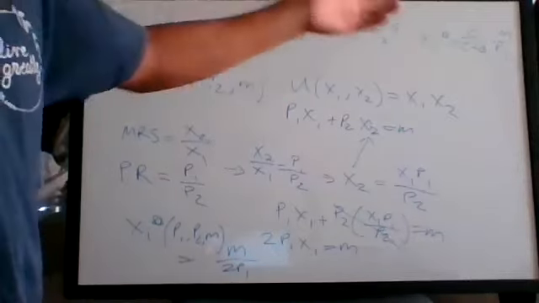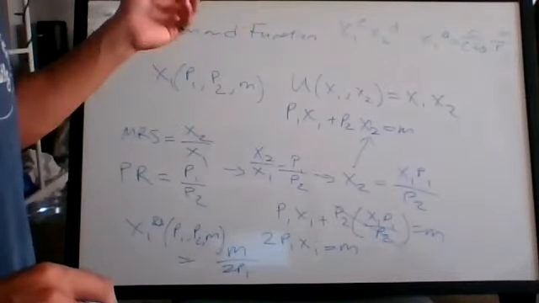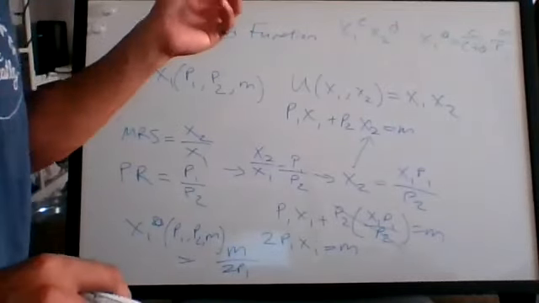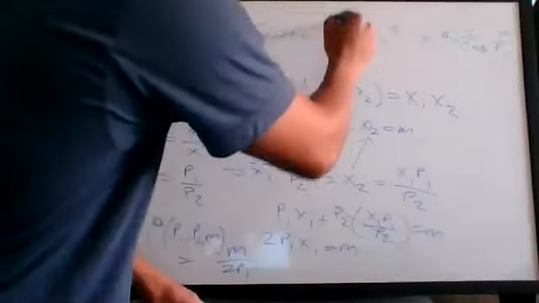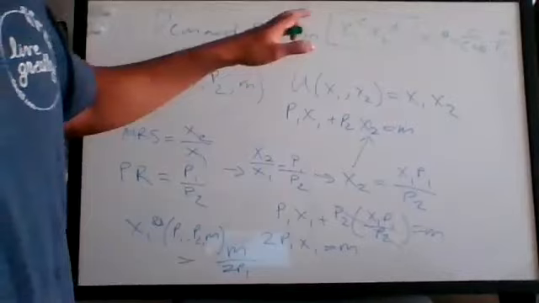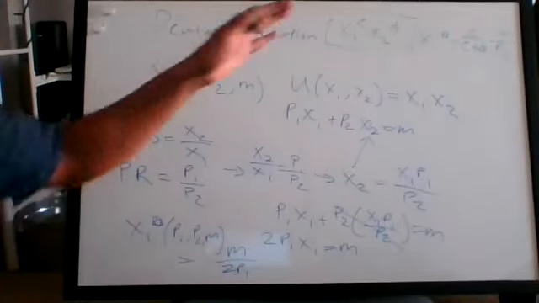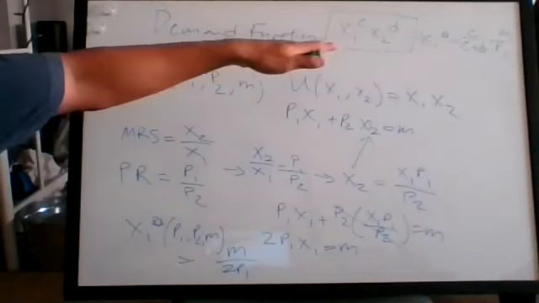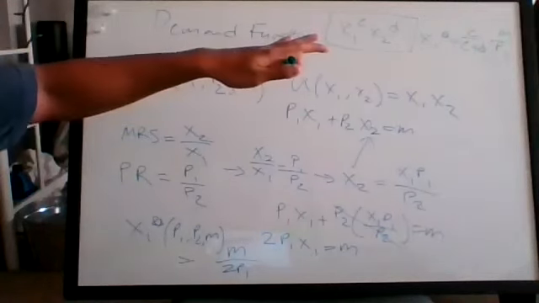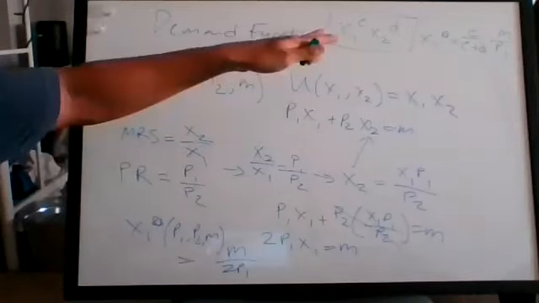I think that this is somewhat unnecessary if you're already comfortable with setting your MRS equal to your price ratio, right? But this is something that works for Cobb-Douglas. And I don't want to confuse you guys and introduce new concepts, but I think this can be applied if you have these certain criteria.